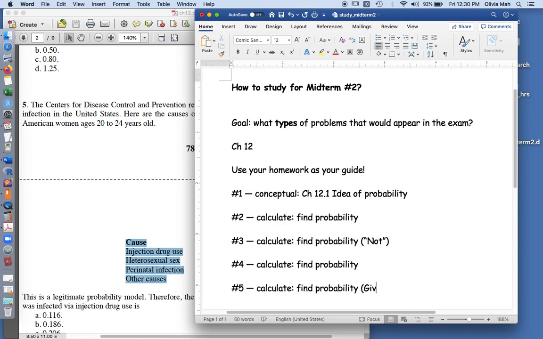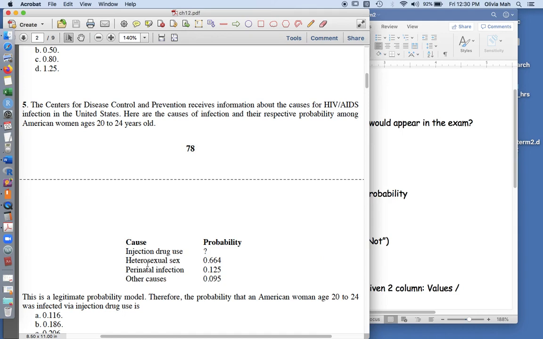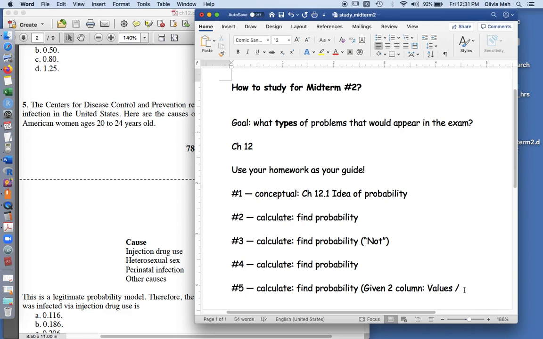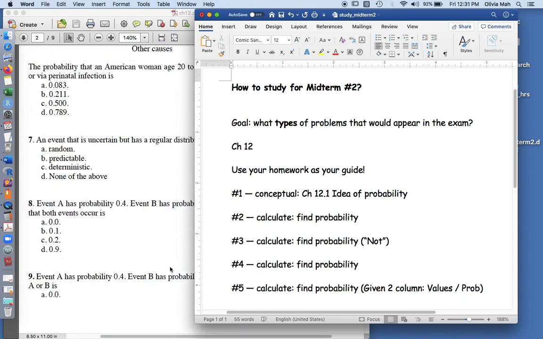But you are given a model, and you actually have 2 columns. And what are the 2 columns? Roughly speaking, it's the cause, kind of like a bunch of values. So these are the values, kind of labels. Basically, this cause is a categorical variable. And then you're given the corresponding probability for each value. Okay? So this is how you classify each question.